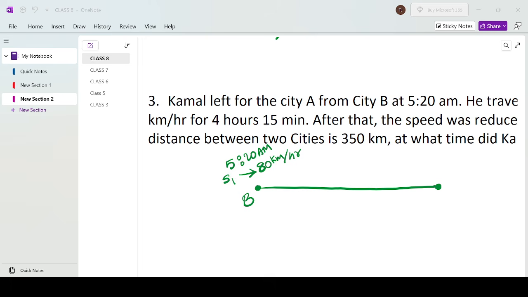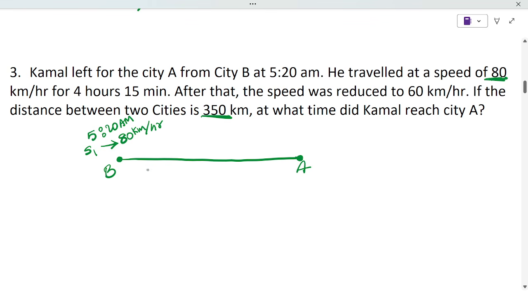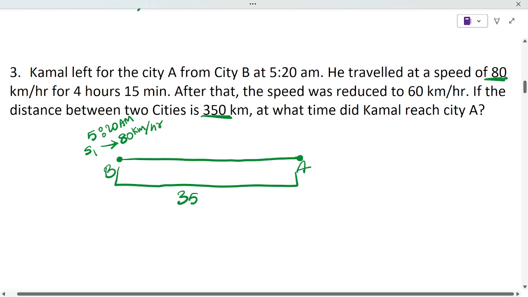So in 4 hours and 15 minutes, how far will he go, right? So he started from city B and the destination is city A. It's clearly mentioned in the question that the total distance between the two cities is 350. That means from here till here it's 350 km.